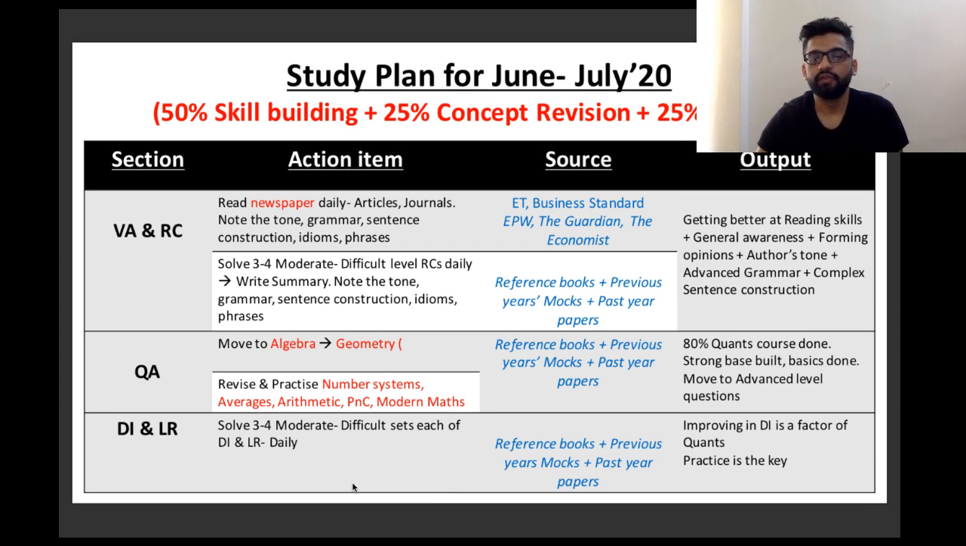Then, for next 2 months after May, which is June and July, what should you do? I would say now you focus on 100% skill building. All of your time has been spent in skill building. Now what you should do is spend half of the time in skill building, rest 25% in concept revision, and another 25% in practice of these questions, whatever you have learned.